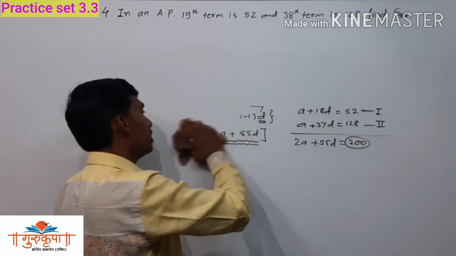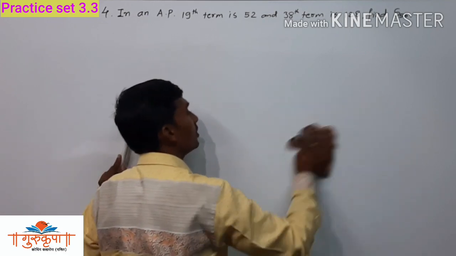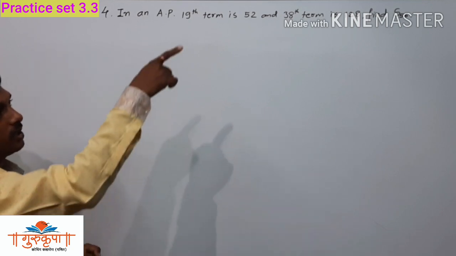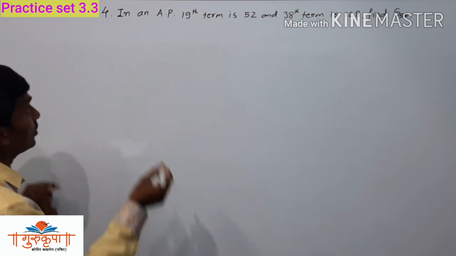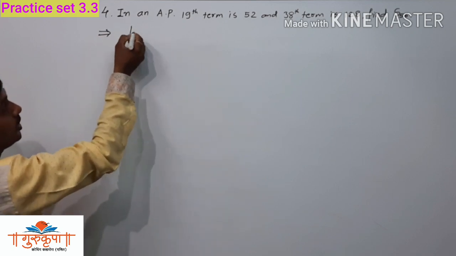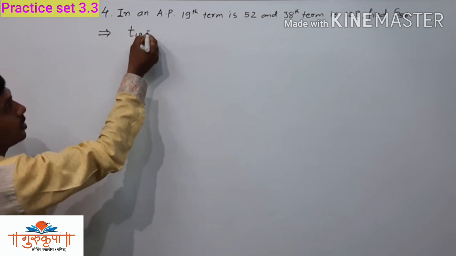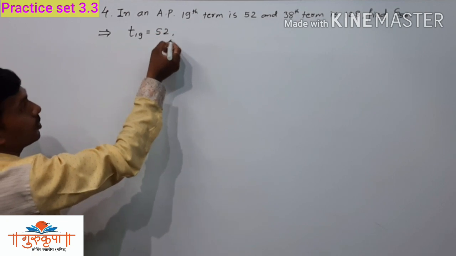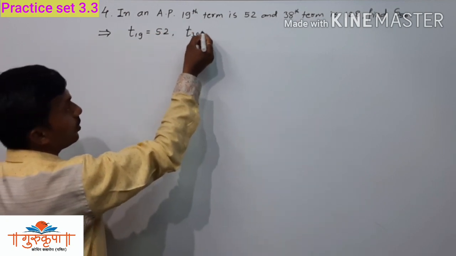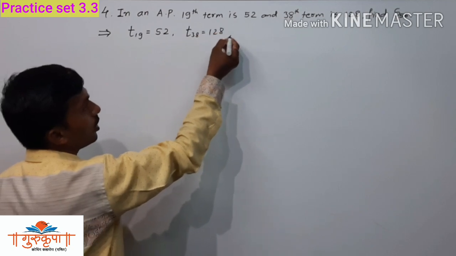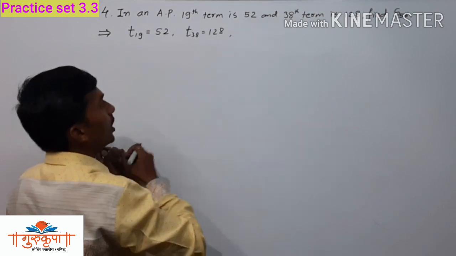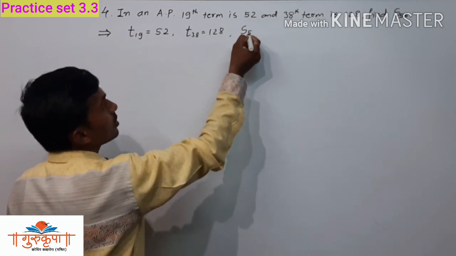So first of all, the information which we have available with us, that information we will write there. Since we have to find what information we have available, we will write here. We have given that T19 is equal to 52. We have given that T38 is equal to 128, and we have to find S56.